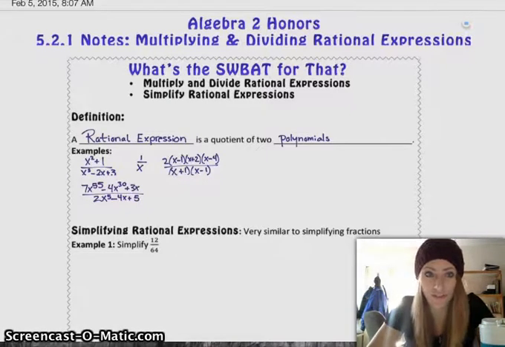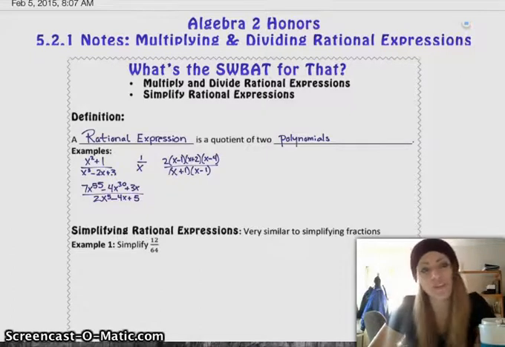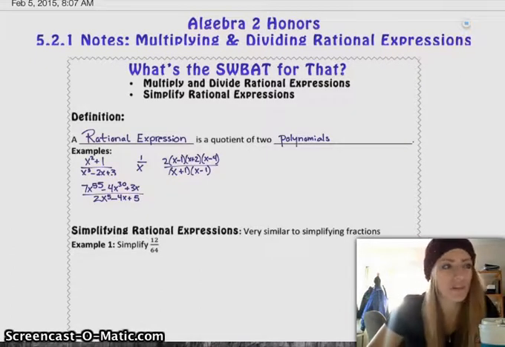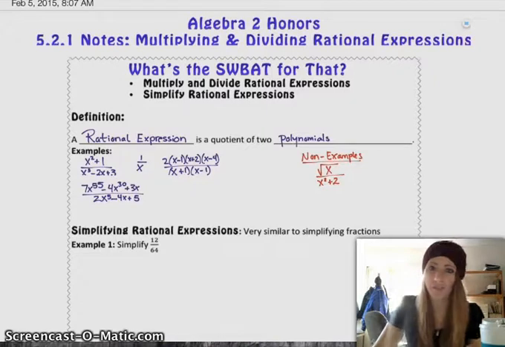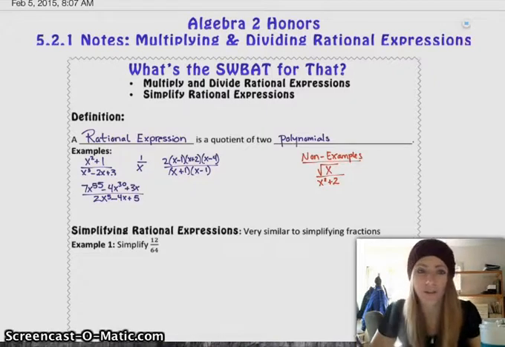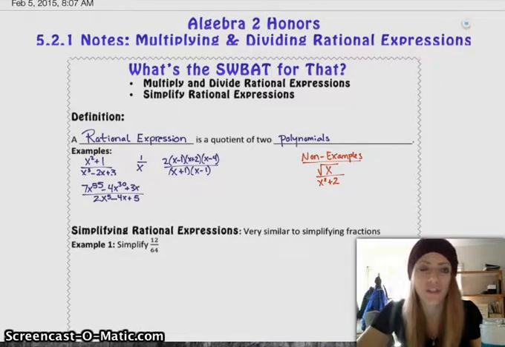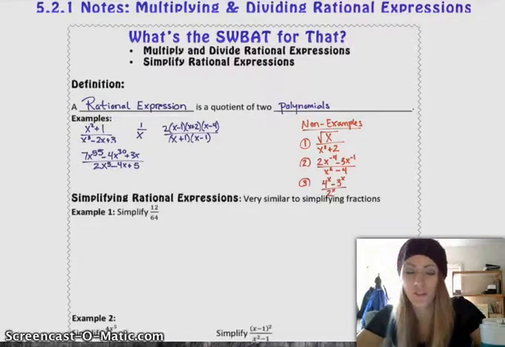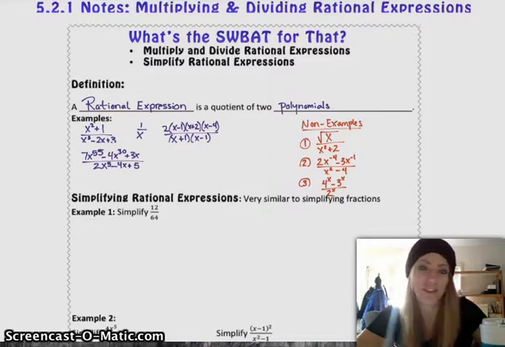Non-examples include things that are not polynomials. So maybe like the square root of x over x squared plus 2 plus 1 plus, I don't know, something. Or maybe you have a negative exponent, because that's not a polynomial. Or maybe it's like a number to an x, because that's not a polynomial either. That's an exponential. Those are all not polynomials in the numerator and denominator, and therefore not rational expressions.